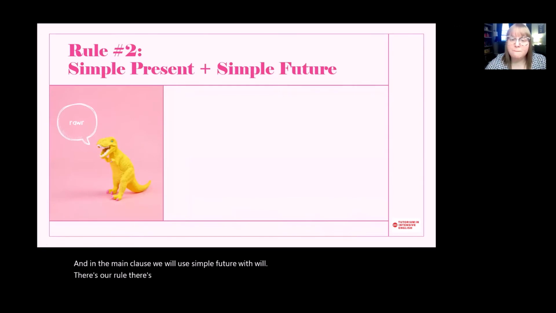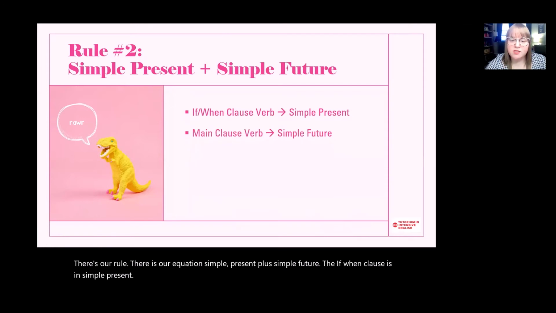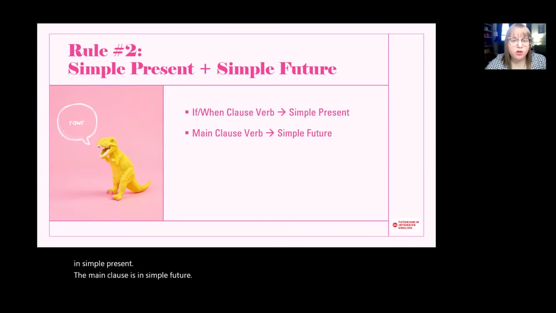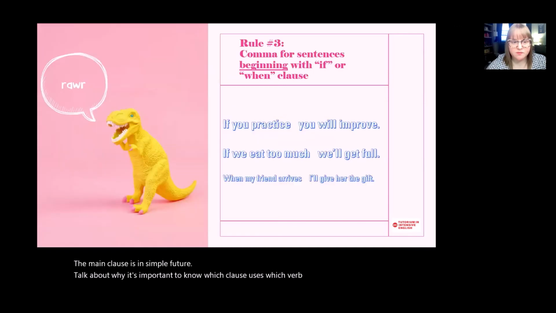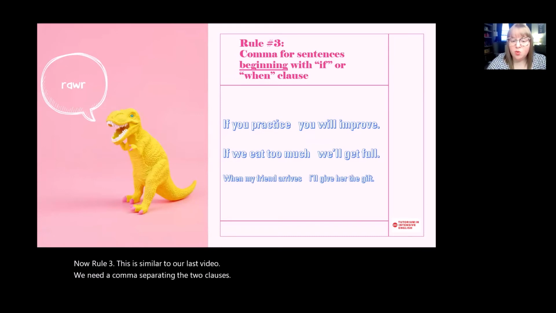Simple present plus simple future. The if-when clause is in simple present. The main clause is in simple future. We'll talk about why it's important to know which clause uses which verb tense in a second. Now, rule 3, this is similar to our last video. We need a comma separating the two clauses when the if or when clause starts the sentence.